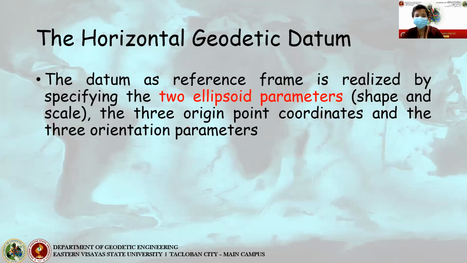So the datum as a reference frame is realized by specifying two ellipsoid parameters, the shape and the scale, the three origin point coordinates, and the three orientation parameters. So all in all, it has 8 parameters.